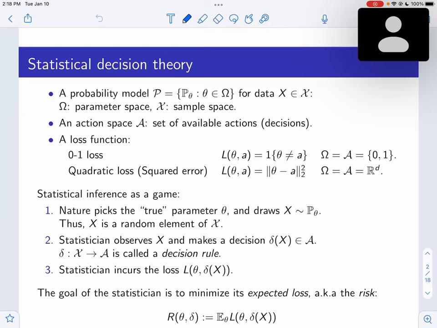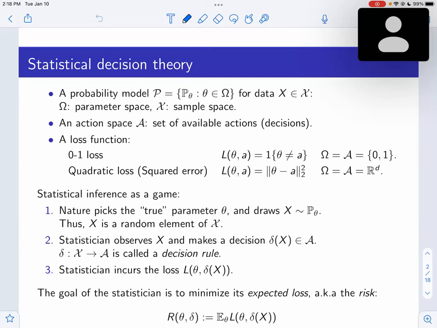So what we are going to start with is this framework, so-called statistical decision theory. It's an abstract framework, but I think it's really helpful to think about statistics in this general encompassing framework. As you will see, it helps you think about statistics in a unified fashion. Basically, everything we're going to do is within this framework, at least theoretically.